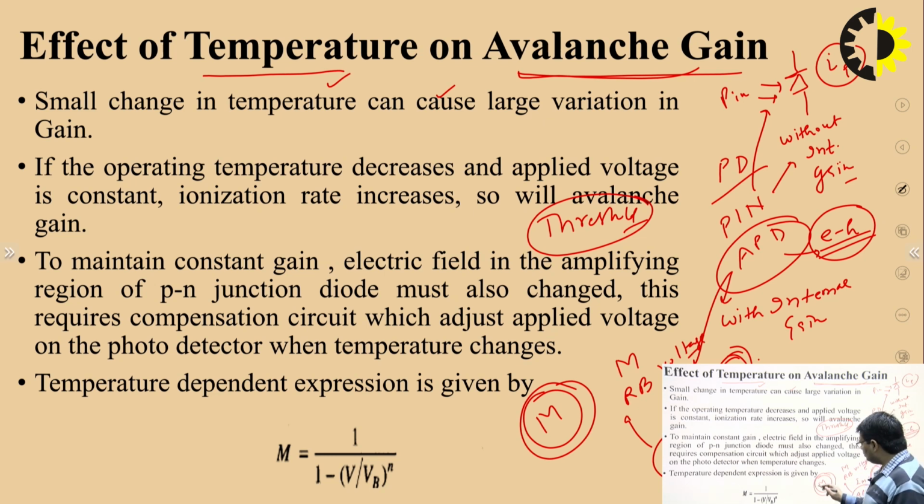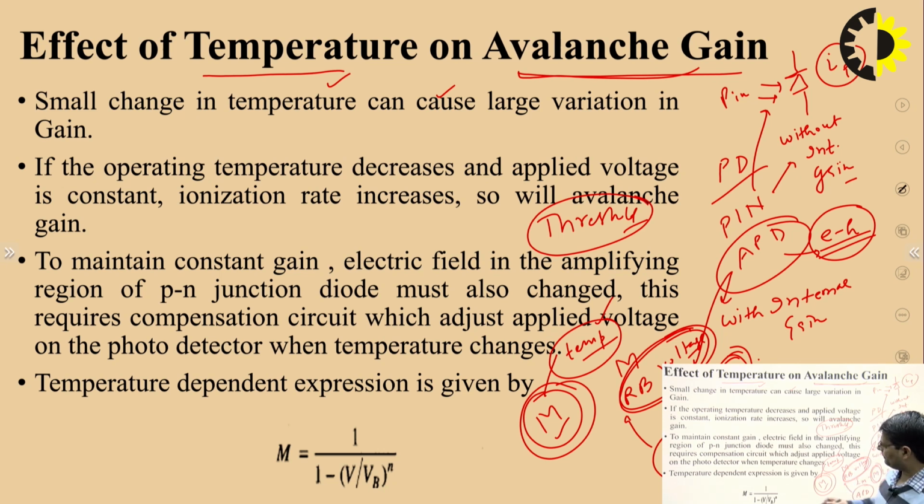So this M also depends upon temperature. Basically we can see that the avalanche gain in the case of APD diode depends upon the temperature as well as on the applied reverse bias voltage. So, to nullify the impact of this change in temperature over the avalanche gain, we can change the reverse bias voltage accordingly, so that the performance of the system or gain of the system remains constant irrespective of temperature conditions. That we will see in this topic.